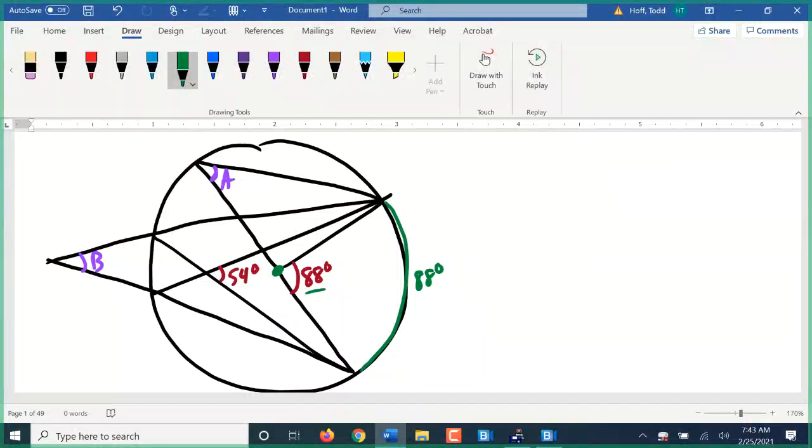So anyway, that has to be an 88 degree arc because it is intercepted by that central angle of 88 degrees. We can find angle A very quickly now because that is a central angle intercepting that same arc. So it is simply half of the 88 degrees. So that is 44 degrees.